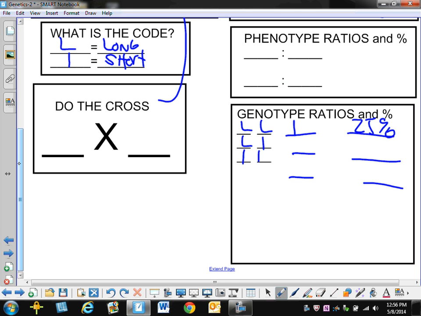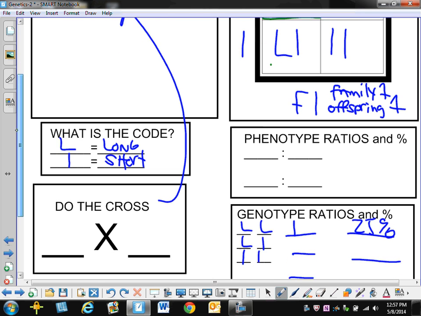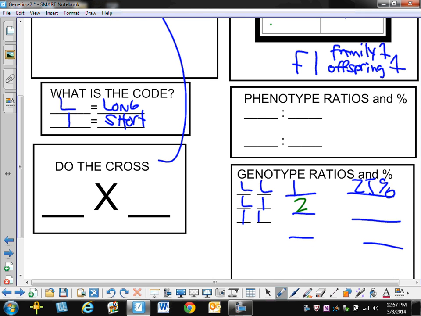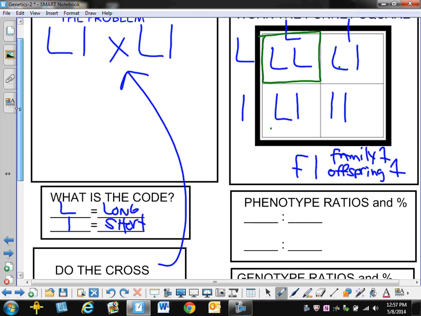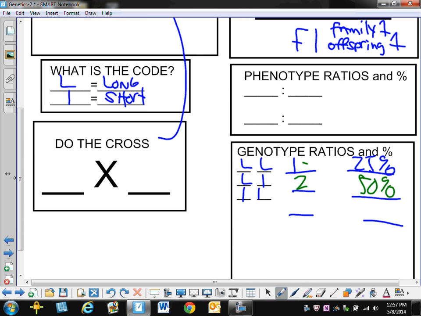How many big L, little L's do we have now? 1, 2. Good. So we have 2. What is the percentage then? 50%. The top one's 25%. Remember, they got to add up to 100. And what is our last one? Little L, how many do we have? 1, which gives us what percentage? 25%.